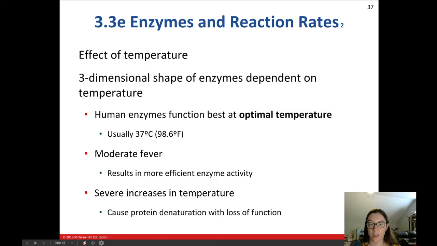So another thing that we can do is that temperature is going to be important in affecting the reaction rates. And so as we said before, in a lab, we can increase reaction rates by increasing temperature. And so we can do this a little bit in the body, right? If you have a mild fever, your enzymes will work a little bit better. But remember that our enzymes are proteins, and proteins are very, very dependent on their shape, the three-dimensional shape. And this three-dimensional shape is dependent on temperature.